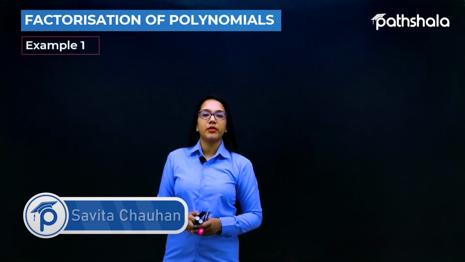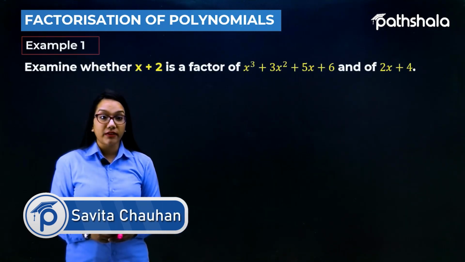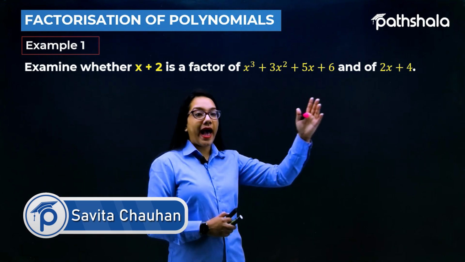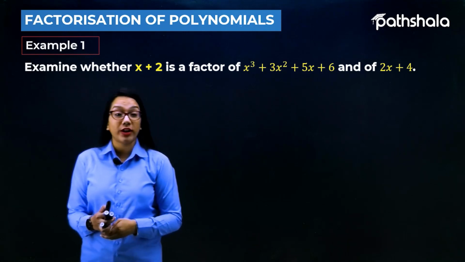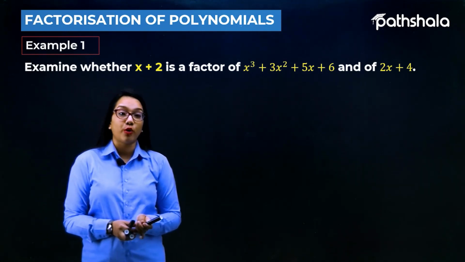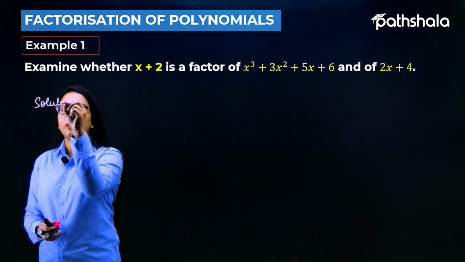Let's just see example number 1. Example number 1 says: examine whether x plus 2 is a factor of this polynomial and of this polynomial. So using the factor theorem, we will verify whether x plus 2 is a factor of these two polynomials or not. So let us start the solution of this particular question.